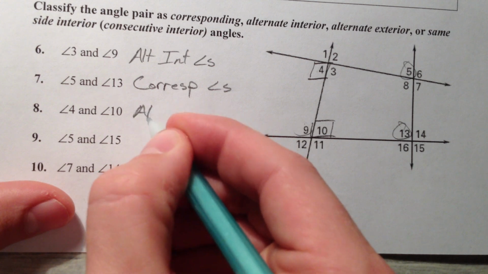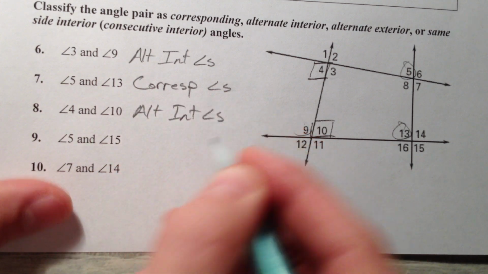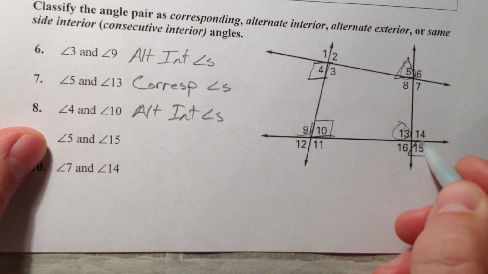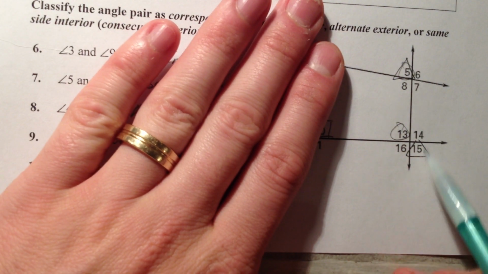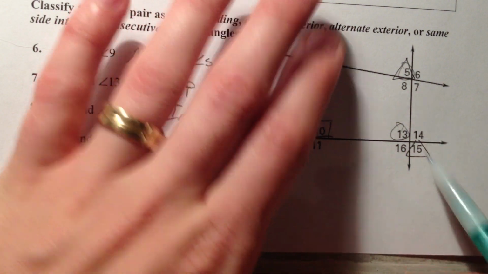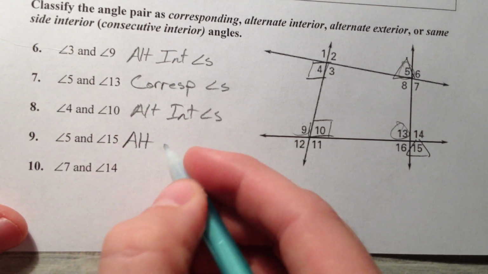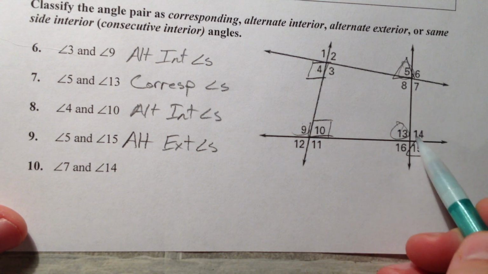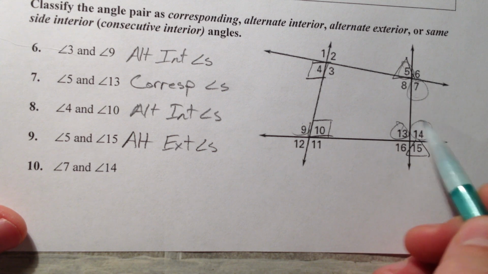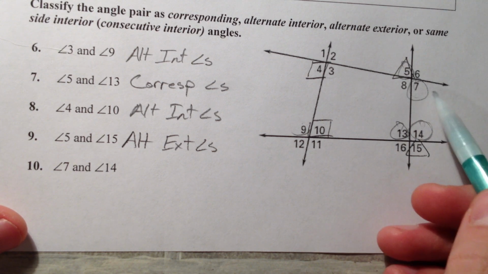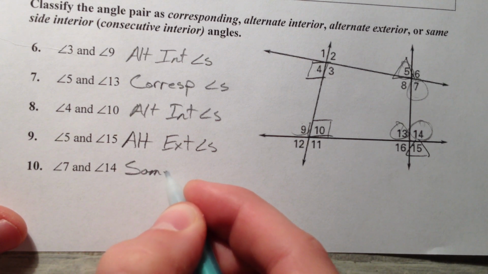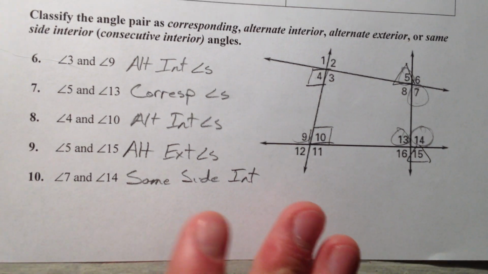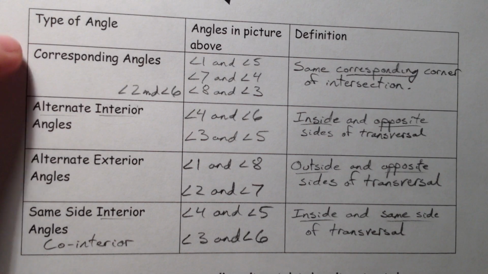So alternate interior angles. 5 and 15. So they are on the outside and opposite side, so alternate exterior, because they're on the outside. Finally, angle 7 and angle 14. So they're on the same side, and they're on the inside, so we call those same side interior, or co-interior. So those are the angles you need to know, those four special angles.